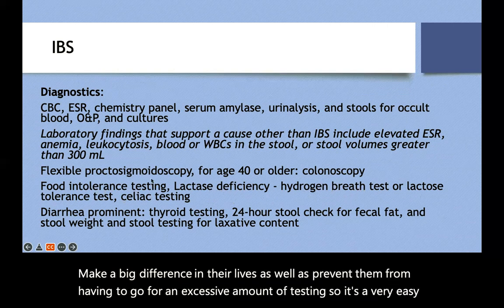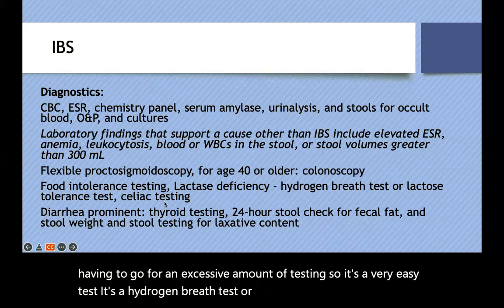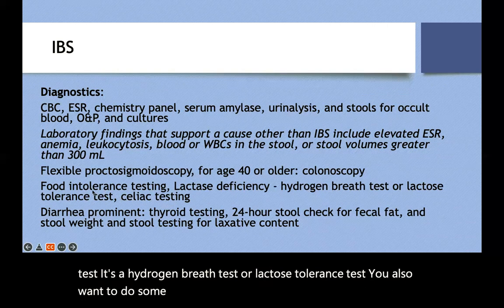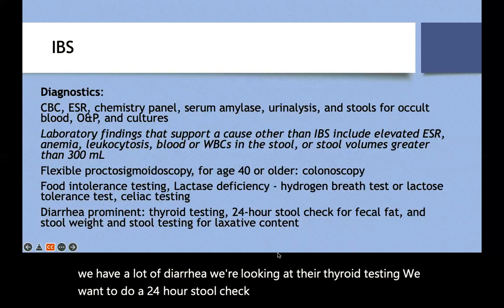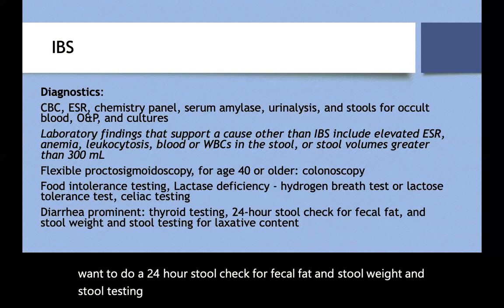It's a hydrogen breath test or lactose tolerance test. You also want to do some celiac testing in terms of food intolerance. And if we have a lot of diarrhea, we're looking at their thyroid testing. We want to do a 24-hour stool check for fecal fat and stool weight, and stool testing for laxative content.